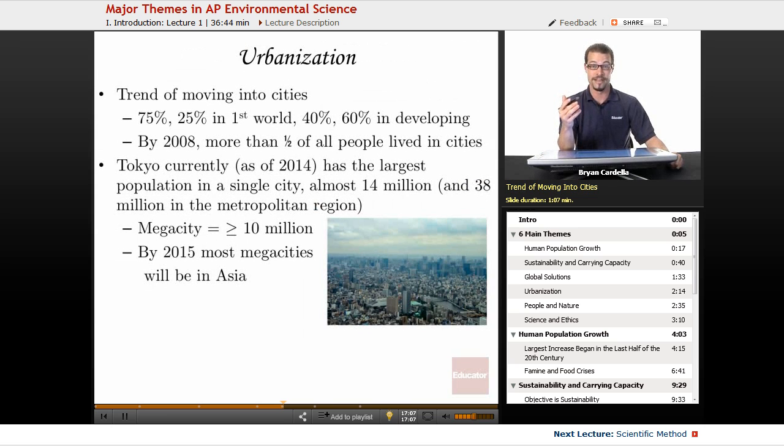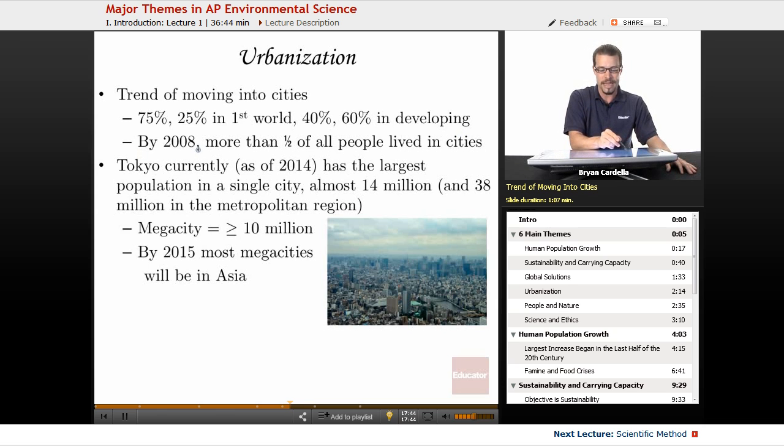There has been a trend of moving into cities over the last century. So in first world countries, developed countries, approximately 75% of people live in cities, and only a quarter are in rural areas. In the more developing countries, it tends to be less. 40% of people are living in cities, whereas 60% are in those rural, non-urban areas. But that is changing. Developing countries tend to become more urbanized as time goes on if they experience economic success and trade success.